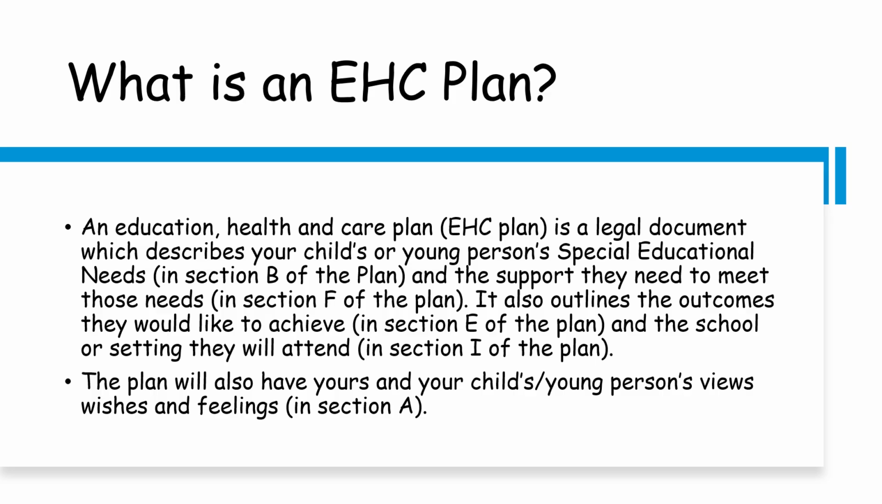Before going into detail about what to do if an EHC plan isn't being delivered, it's important to understand what an EHC plan is. An EHC plan is a legal document which describes your child's or young person's special educational needs, which will be in Section B, the support they need to meet those needs, which will be in Section F, and it also outlines the outcomes they would like to achieve in Section E and the school or setting they would like to attend, which will be in Section I of the plan. The plan will also have yours and your child's views, wishes and feelings, which will be in Section A of the EHC plan.